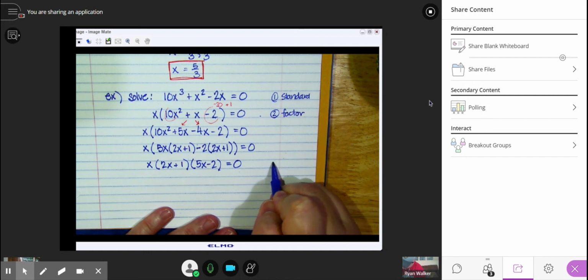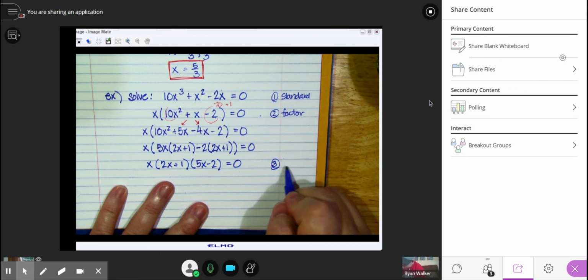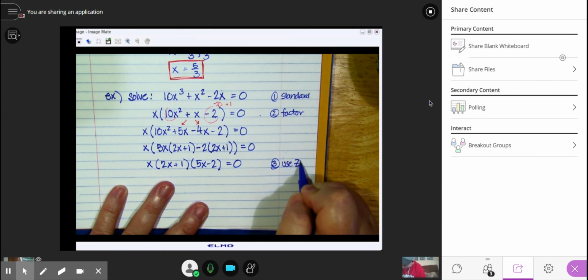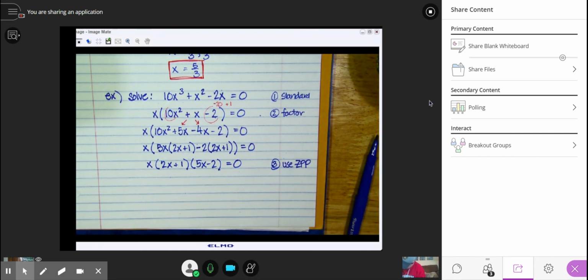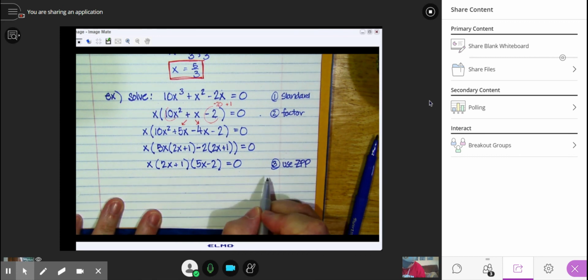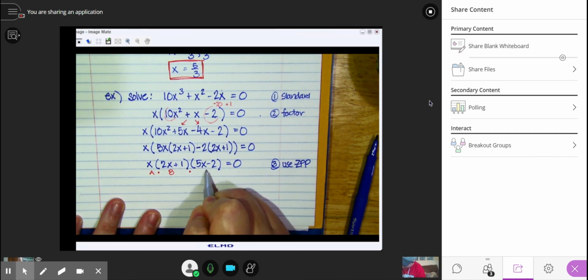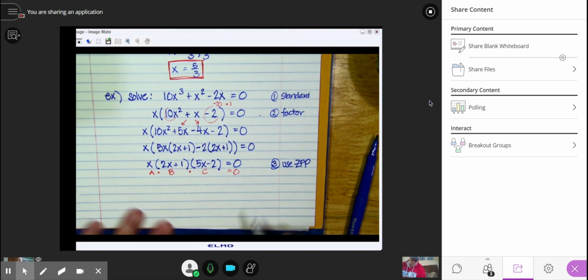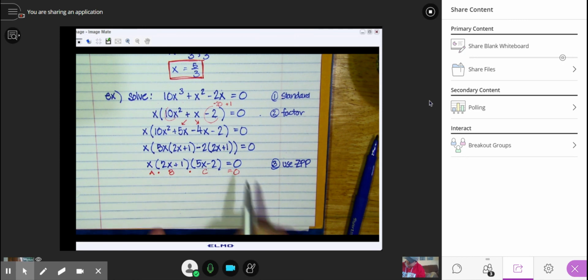Okay, so when I'm all said and done here, I have three factors. I have an x, a 2x plus 1, and a 5x minus 2. We can still use zero product property. We just need to expand it slightly. Instead of a times b, we can do a times b times c equals 0. I have three factors being multiplied together to give me 0.